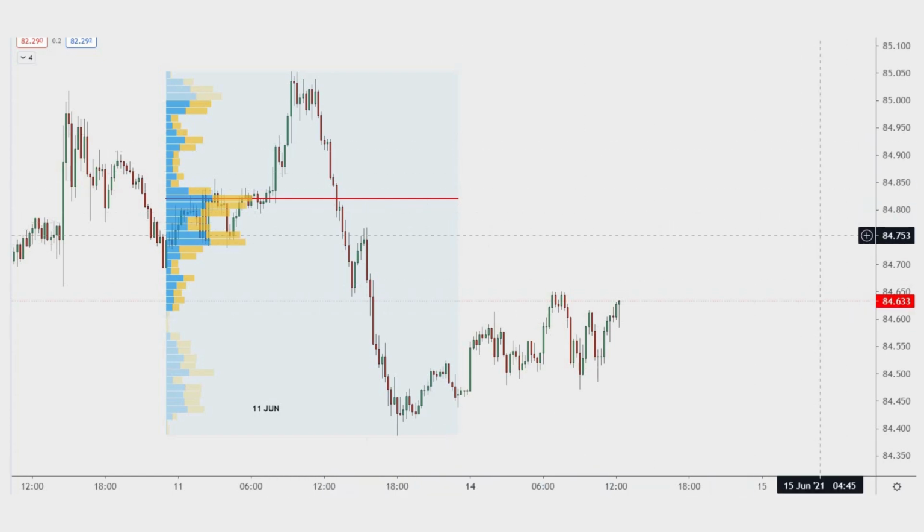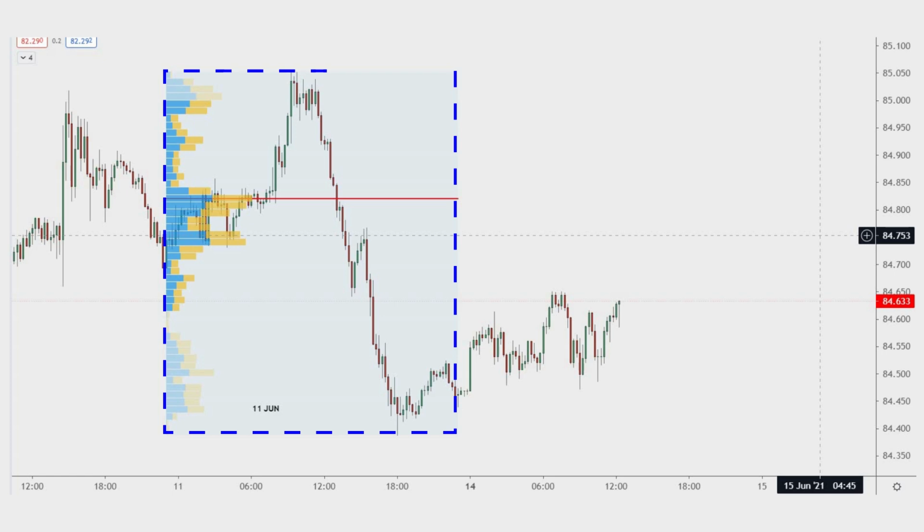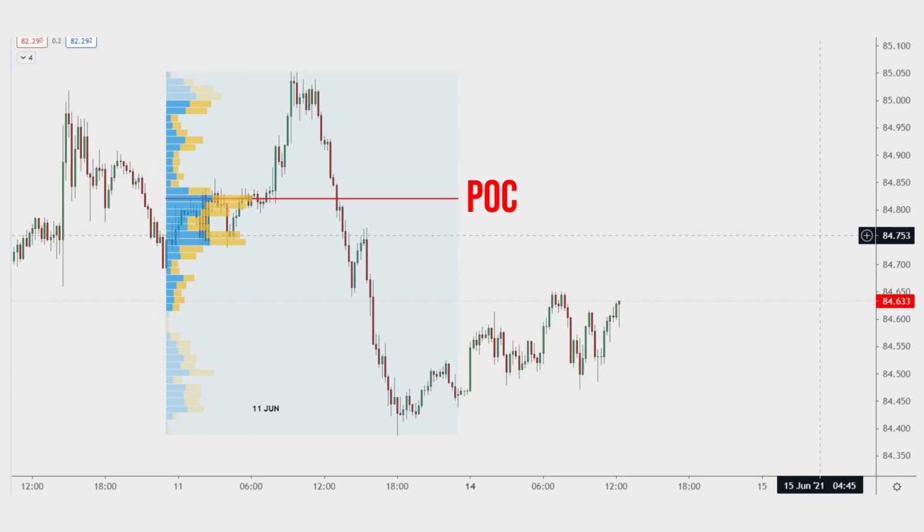The first is session volume profile of previous day. This is a very helpful tool, especially the point of control of that day. Often POC serves as a resistance or support. We are also looking for other high volume nodes.